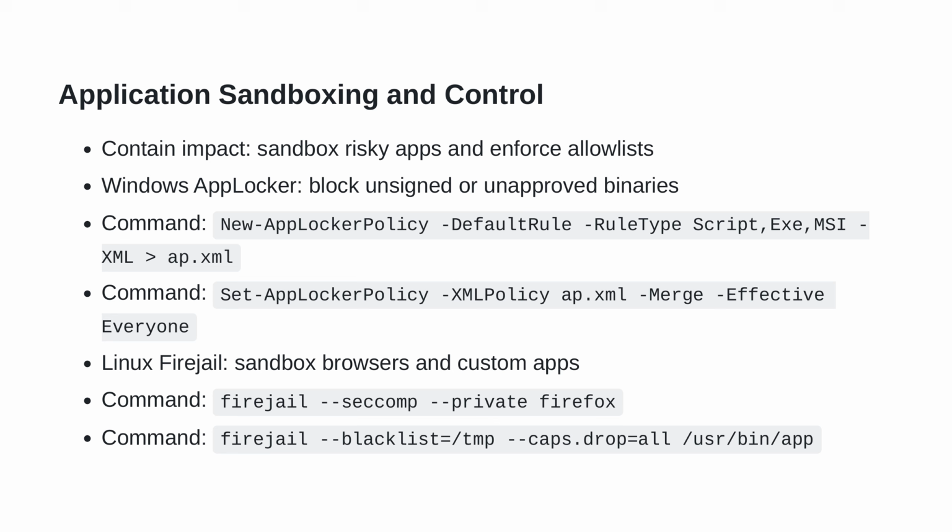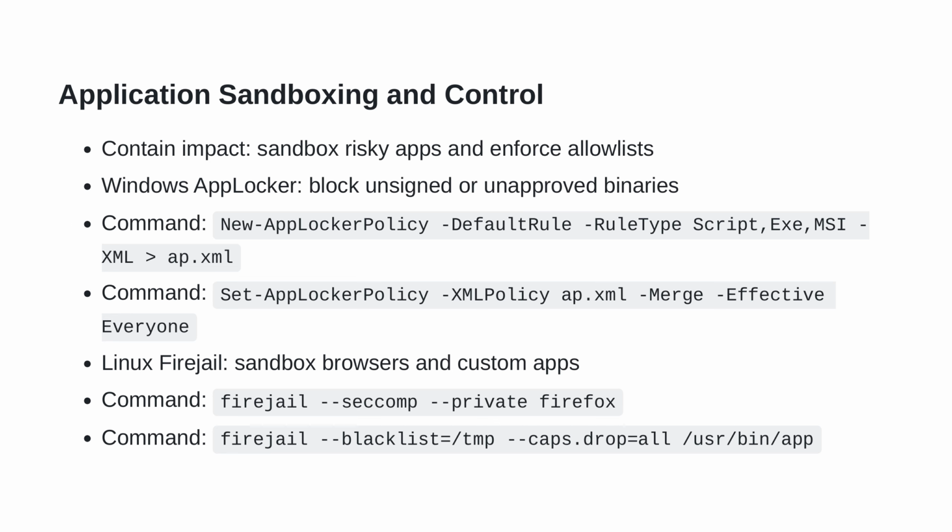Application sandboxing and control is about limiting blast radius. Run risky apps in confinement and only allow known good code to execute. On Windows, AppLocker enforces an execution allow list. Start by generating a baseline policy that covers scripts, EXEs, and MSIs: New-AppLockerPolicy -DefaultRuleType Script,Exe,MSI -XML > app.xml. Review the XML, then merge it into the local policy: Set-AppLockerPolicy -XMLPolicy app.xml -Merge. Be sure the Application Identity service is running, and deploy via group policy to target users or everyone.